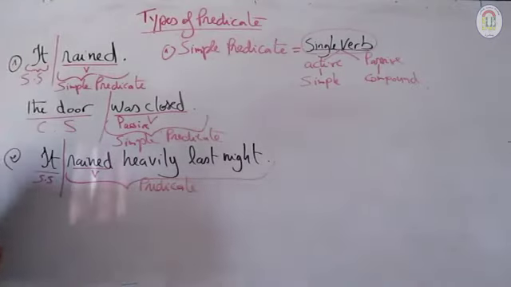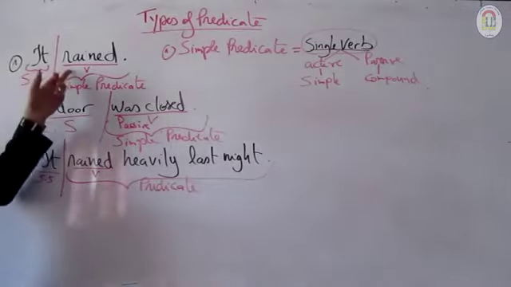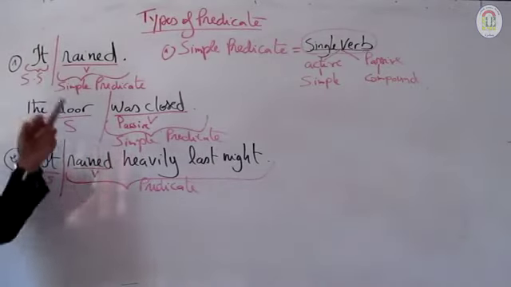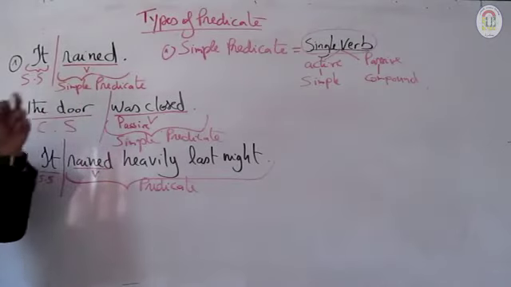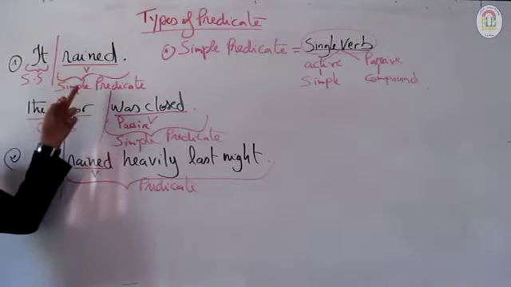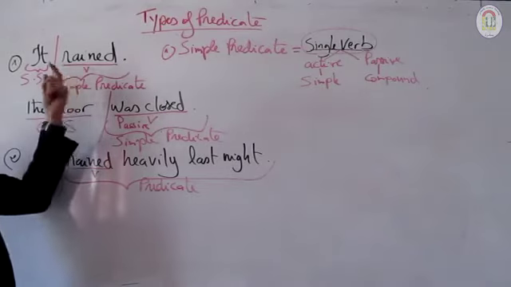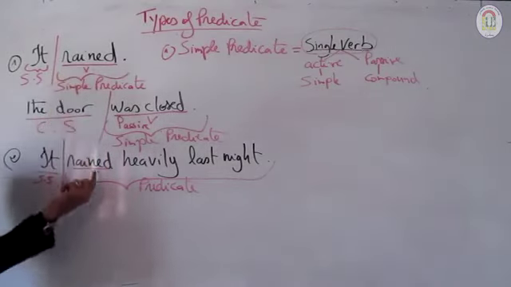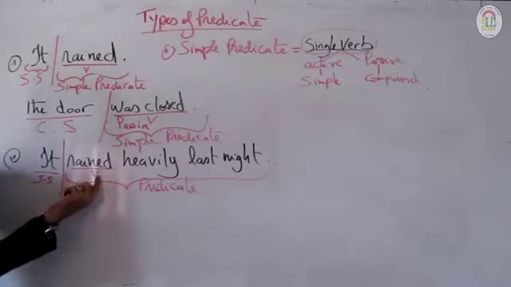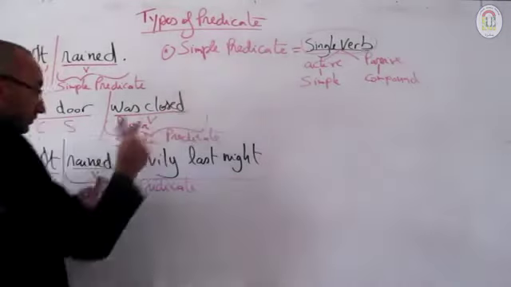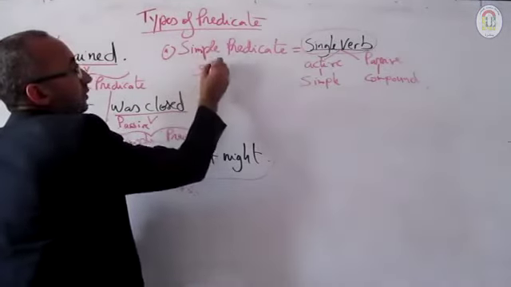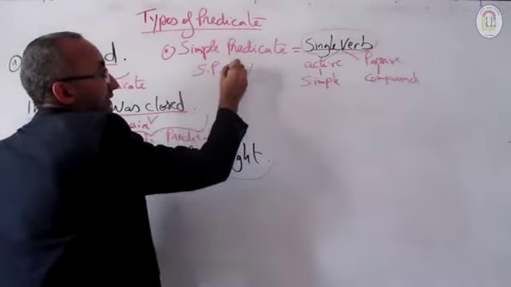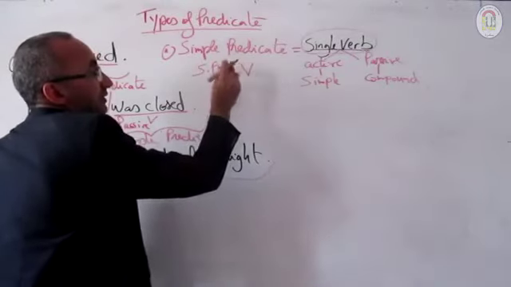The predicate. Now, if I compare the first example and the second example, in the first example I have the predicate represented only in one single verb. Here what do I have? I have one single verb, it means simple predicate, one single verb, clear? So, you write here, simple predicate equals the verb itself. So, any verb in English is also called a simple predicate.